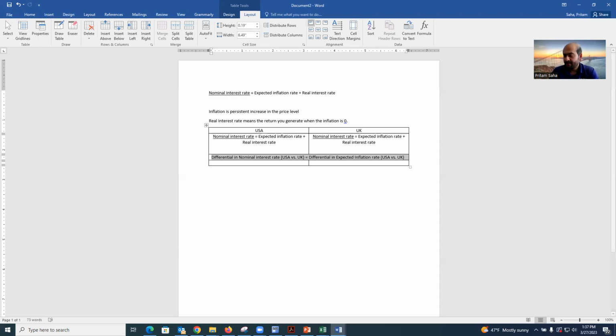Now, let's look at an example. Let's say the nominal rate of USA is 5% and the nominal rate of UK is 3%. Here I'm denoting the nominal interest rate as NR, nominal rate. We also assume that the real interest rate is the same for the two countries, which is 2%. In that case, inflation in USA is 3% and inflation in UK is 1%, right? The difference is 2%, 3 minus 1, which is also estimable from the difference in the nominal rate between these two countries. If you look carefully, the difference in nominal rate between these two countries is 2%.